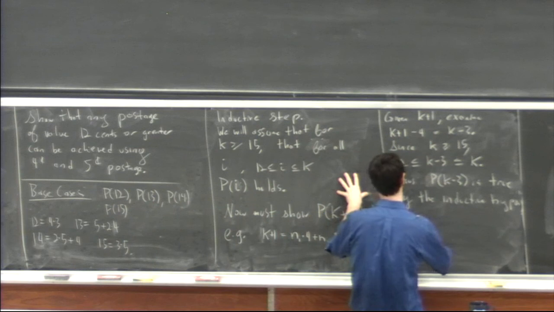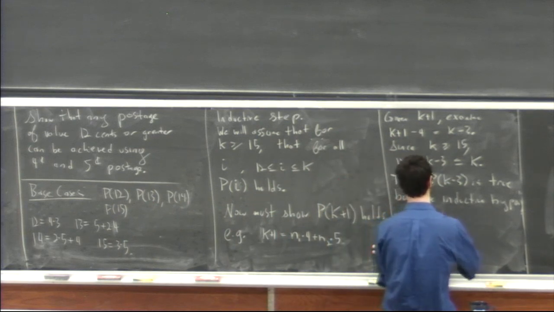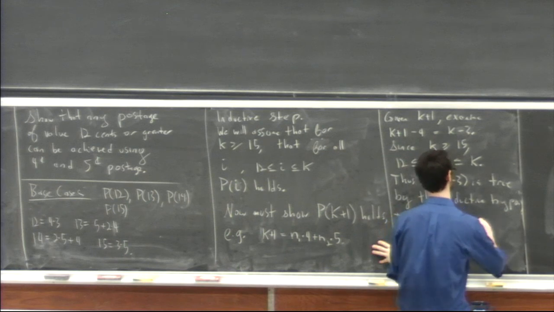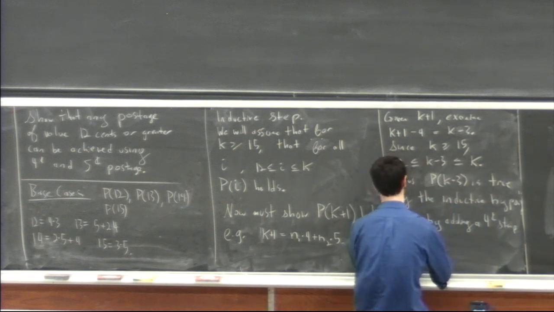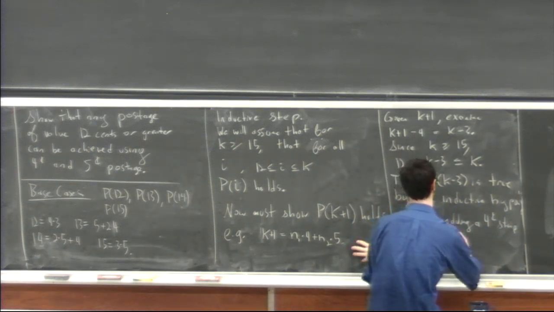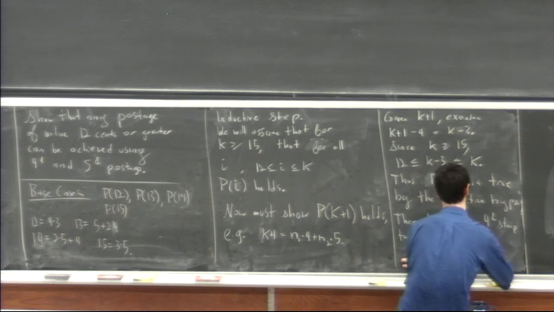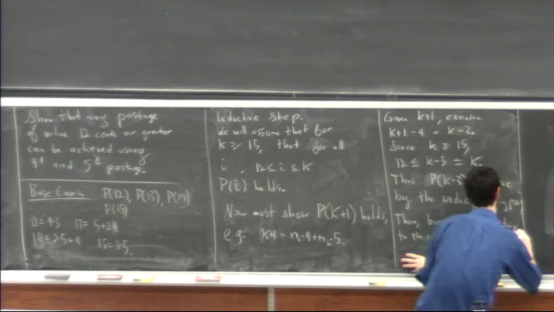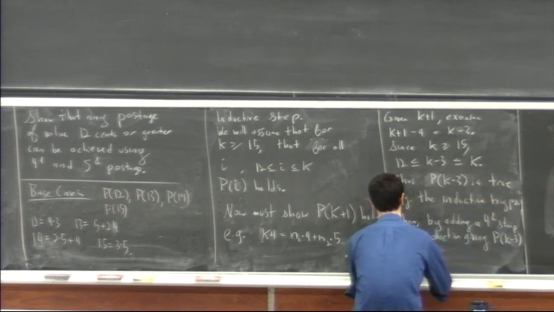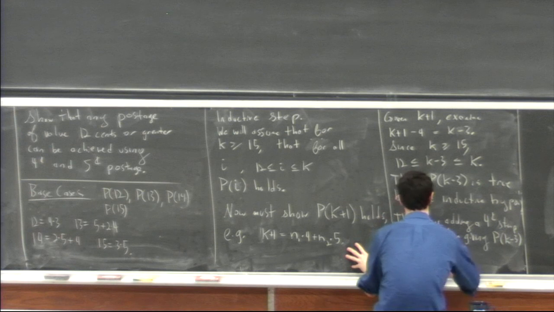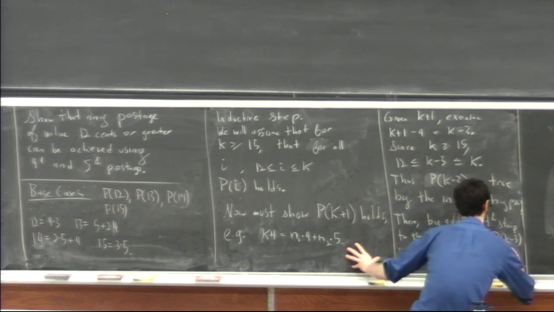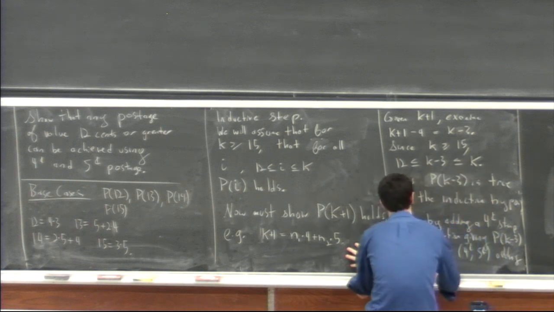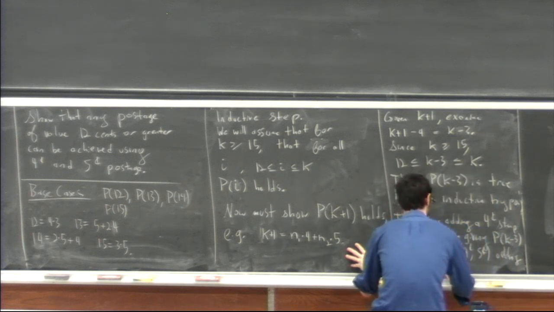Then, by adding a 4-cent stamp to the collection given by P of k minus 3, I get a collection of stamps of 4 cents and 5 cents adding up to k plus 1. Okay?